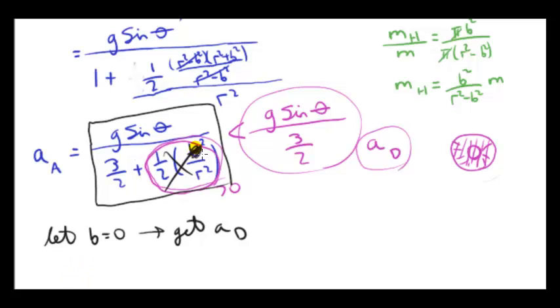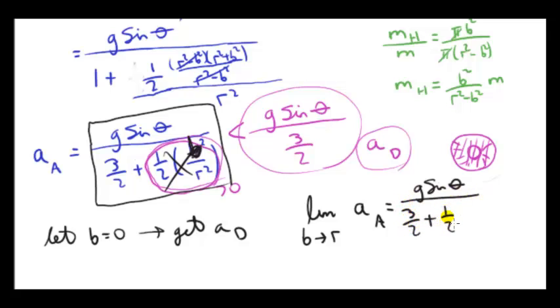Now let's consider the situation where we let the radius of the hole approach the radius of the annulus. So let's imagine we take the limit as b approaches r of the acceleration of the annulus. We're going to get g sine theta on top, but underneath we get 3 halves plus a half times r squared over r squared. Well, that's just 1. So we get a half times 1. So the limit as b approaches r is g sine theta over 2.